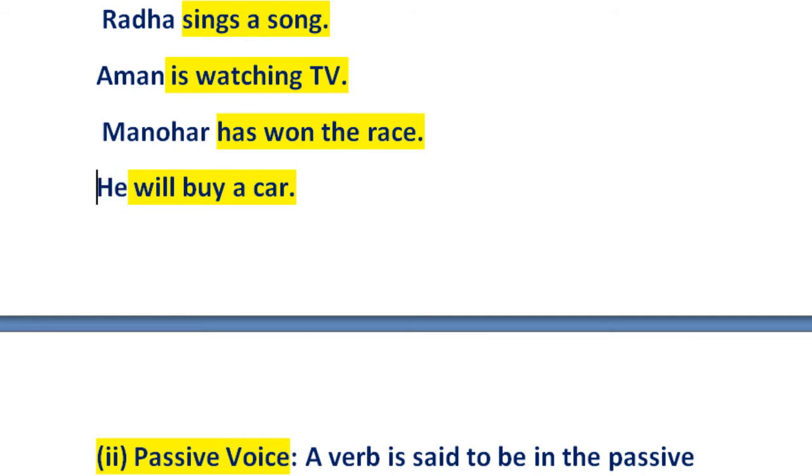So here, the form of the verb shows that the doer denoted by the subject does something. Okay, the subject of the sentence is the doer. So the verbs used in these sentences are said to be in the active voice because their form shows that the person denoted by the subject does the work.